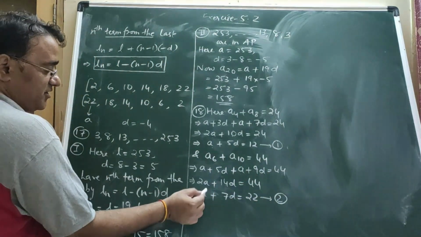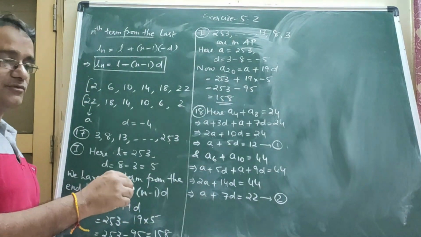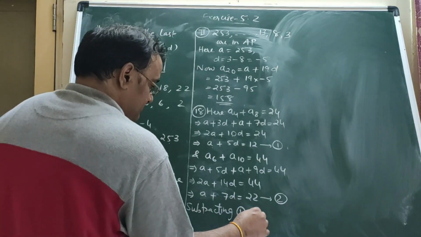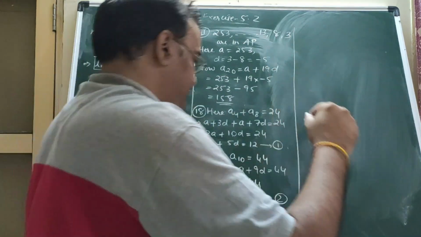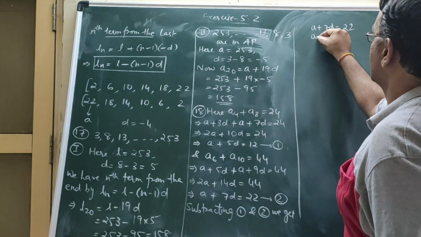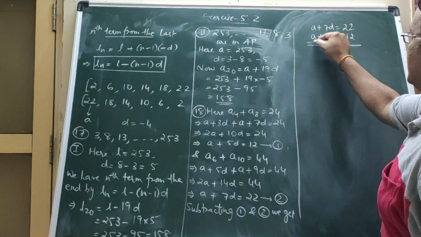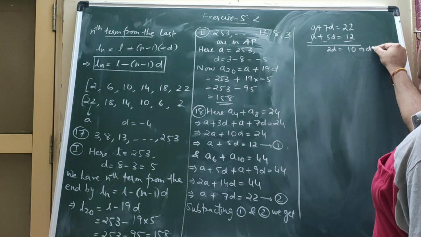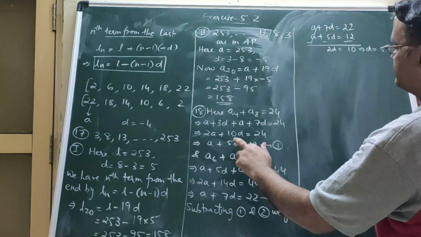Now see, the coefficient of A in both the equations are same and sign is also same, so we'll subtract. Subtracting 1 and 2 we get A plus 7D is equals to 22, A plus 5D is equals to 12. If we subtract, this A will be cancelled and we'll get 2D is equals to 10, so D is equals to 5. After that we have to substitute 5 here.